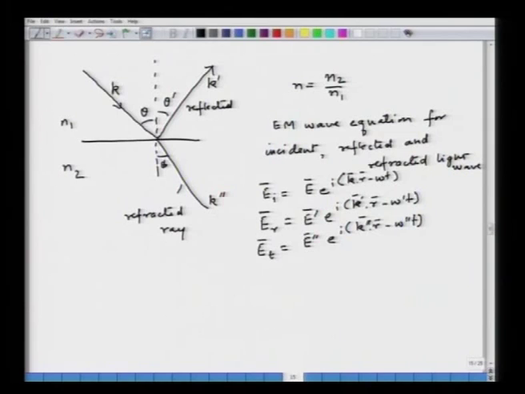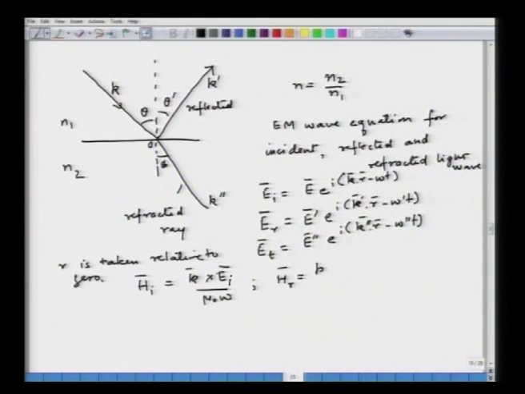Now, let us apply the boundary conditions at this point to see what the relationships between these parameters would be. In all this, let me specify that R is taken relative to 0, and the 0 point is the origin here. If I can write the electric field vector this way, with the help of the Maxwell equation, we also know the magnetic field vector of the light. For the reflected magnetic field vector it is going to involve k prime, and for the transmitted it is going to involve k double prime.